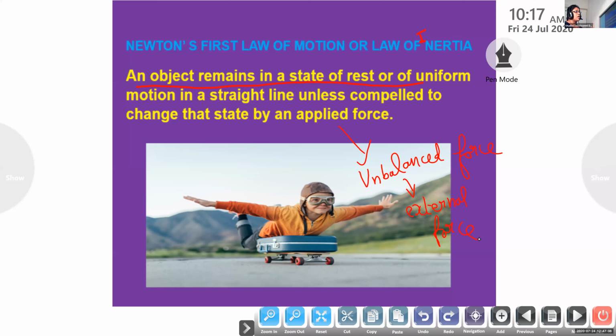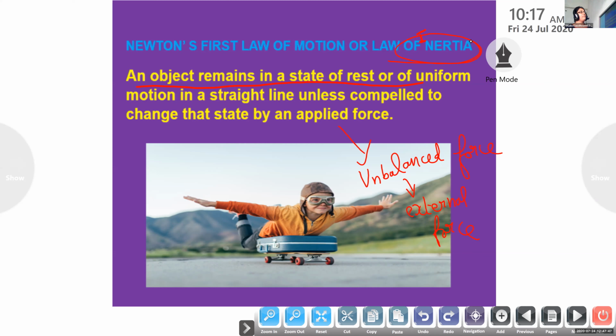Suppose this word inertia is not there. What is the relation between inertia and this? This body continued to move in a straight line because it doesn't want to change. That is the inertia. Her body did not want to change its motion, so she continued moving. Just like a ball: you throw a ball, it is rolling on a plain surface. Suppose the surface is very smooth and polished, the ball will continue moving.